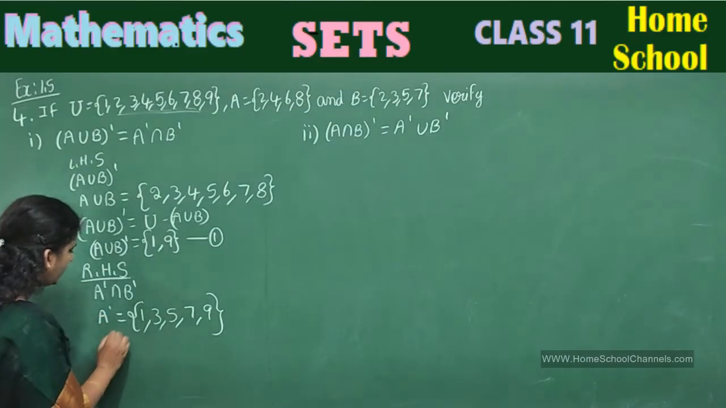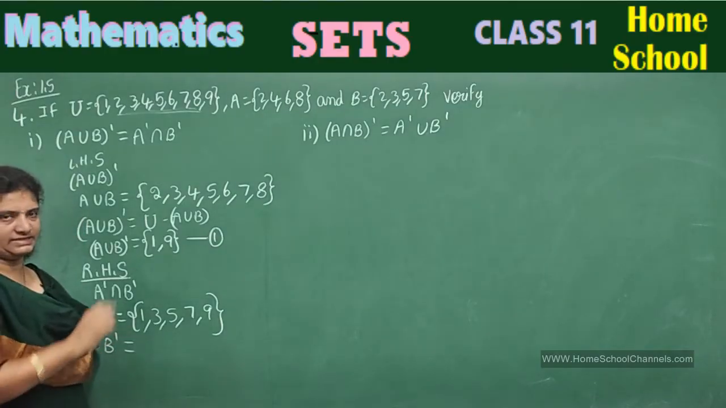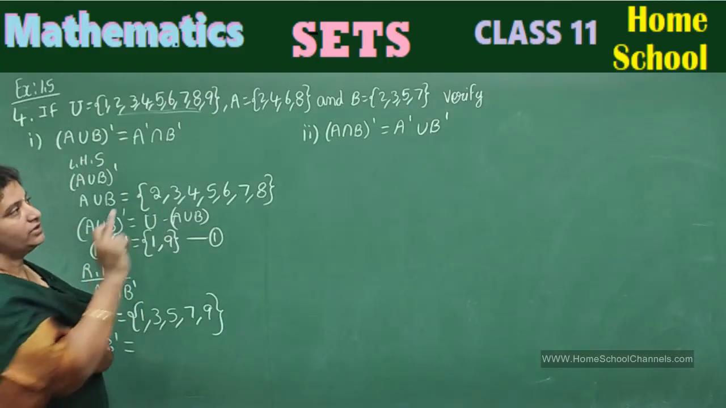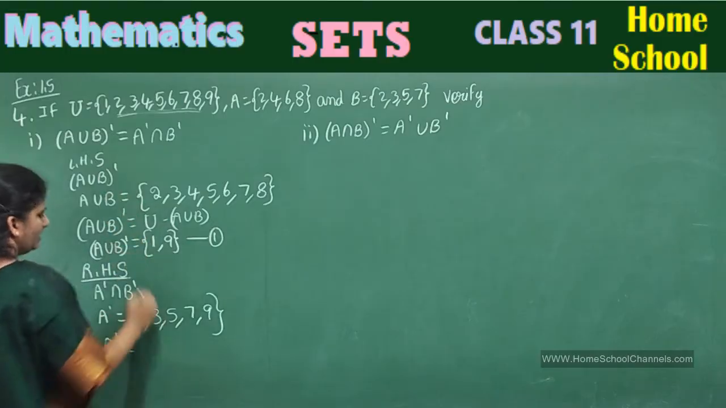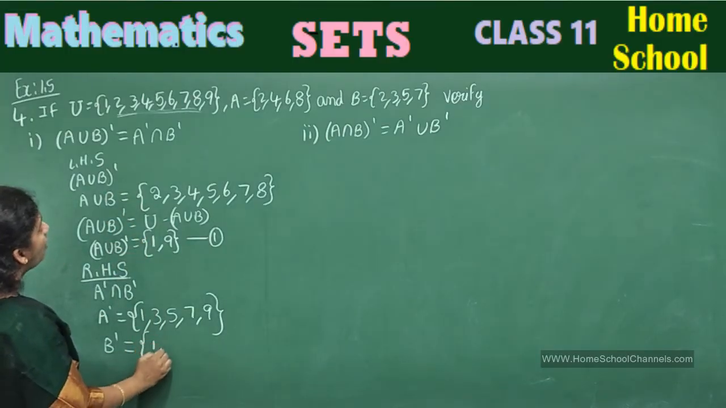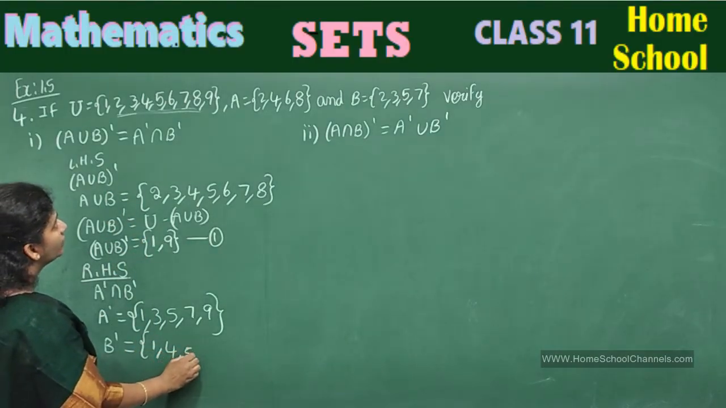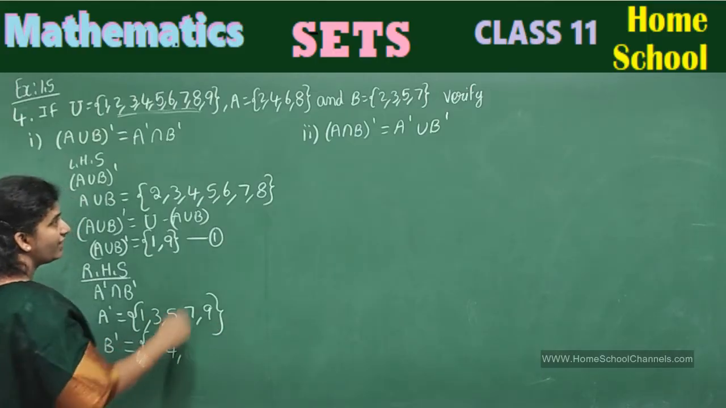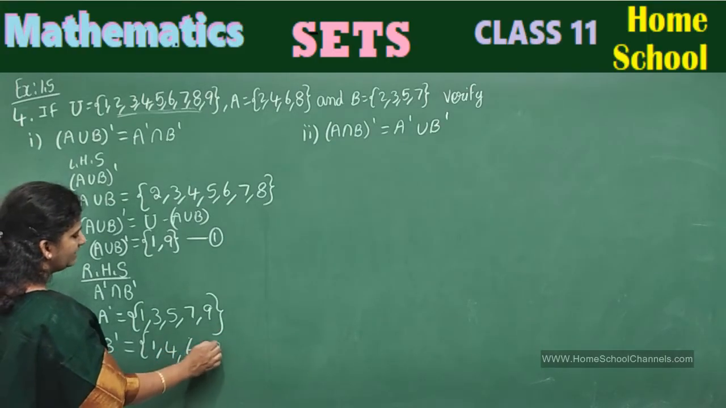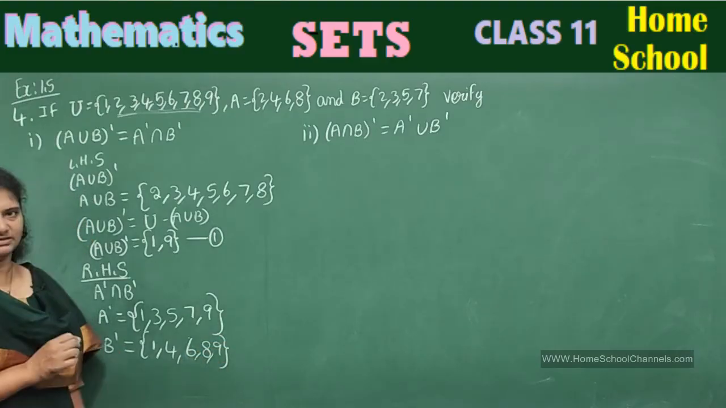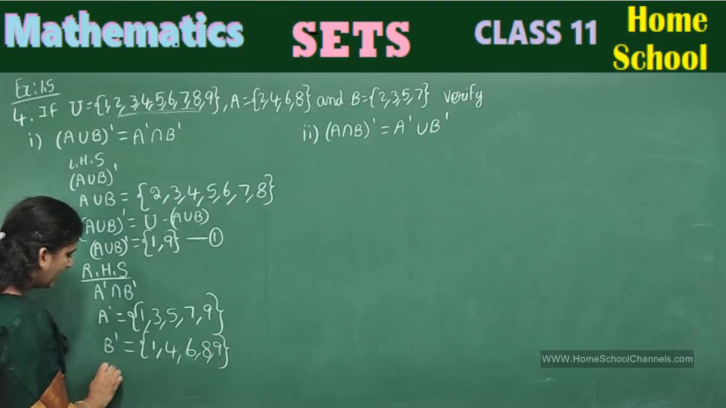Then coming to B complement, in the universal set remove the B set elements 2, 3, 5, 7. Other than that, what do you have? 1, 4, 6. 5 is already there, right? So B complement is 1, 4, 6, 8, 9. That's it.